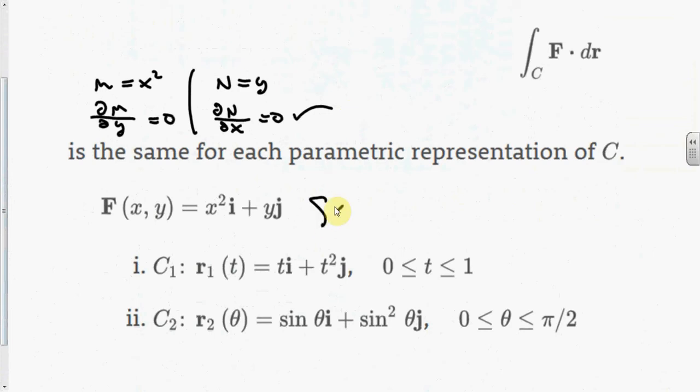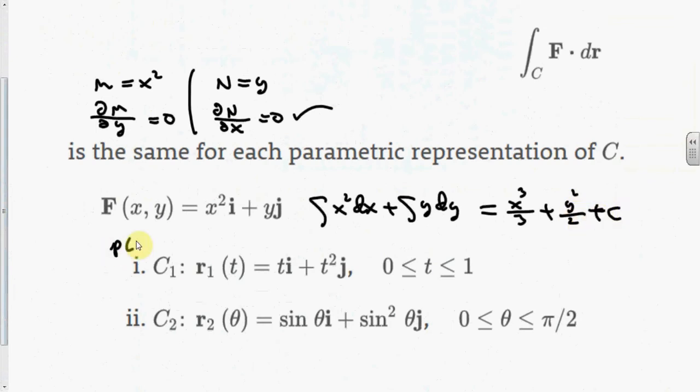So we're going to take the integral of x squared dx plus the integral of y dy, and this gives me x to the third over 3 plus y squared over 2 plus some constant. And so we take the potential function, let's call that little f of x, y. This is x to the third over 3 plus y squared over 2.